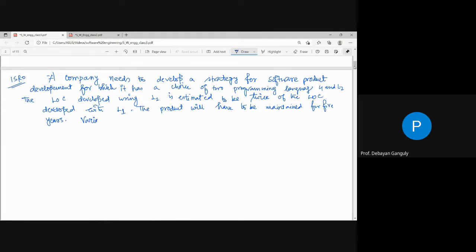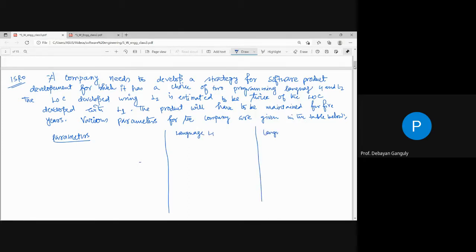So various parameters for the company are given in the table below. What are the parameters that are given? Here the parameters are given for language L1 and for language L2. So what are the parameters? Man years needed for development.